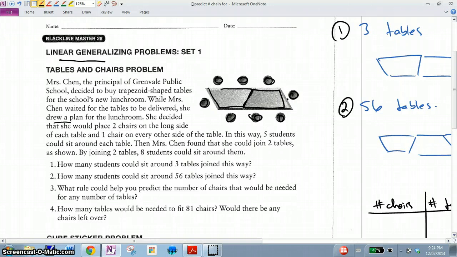Then Mrs. Chen found that she could join 2 tables as shown. By joining 2 tables, 8 students could sit around them. How many students could sit around 3 tables joined this way?